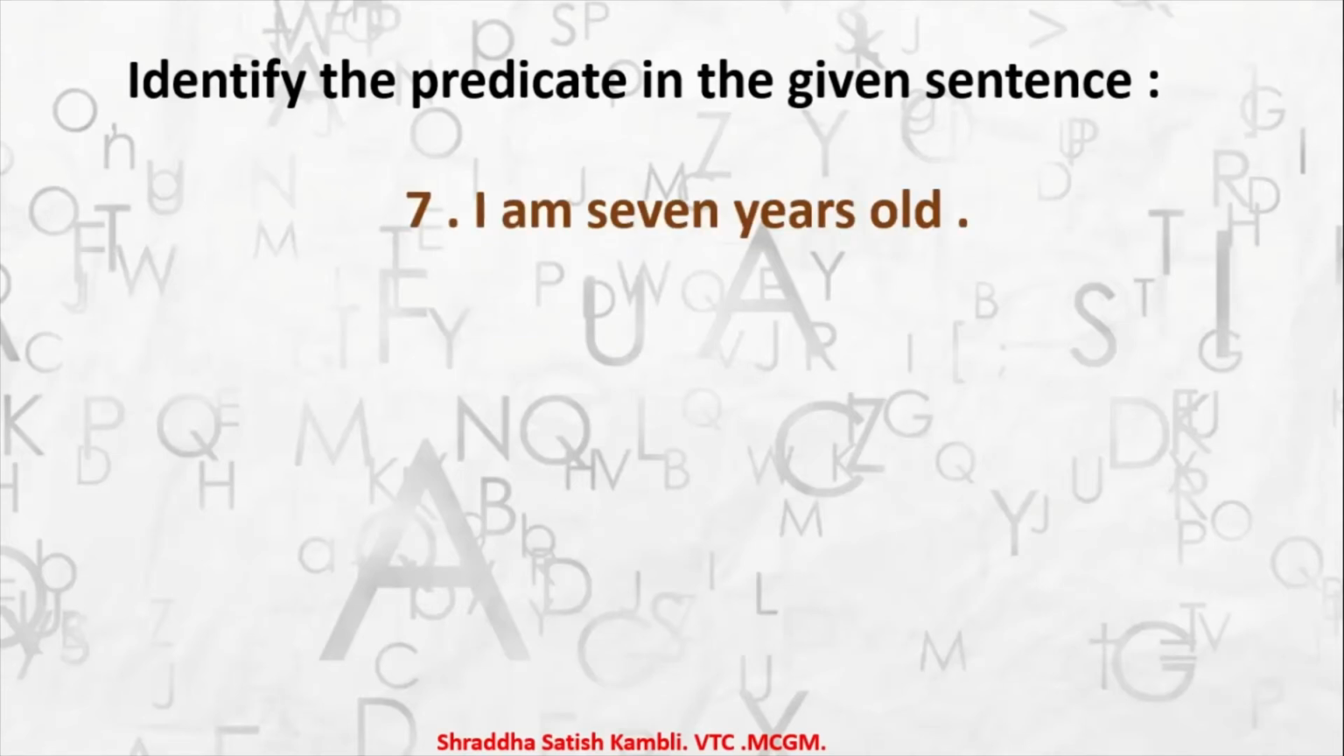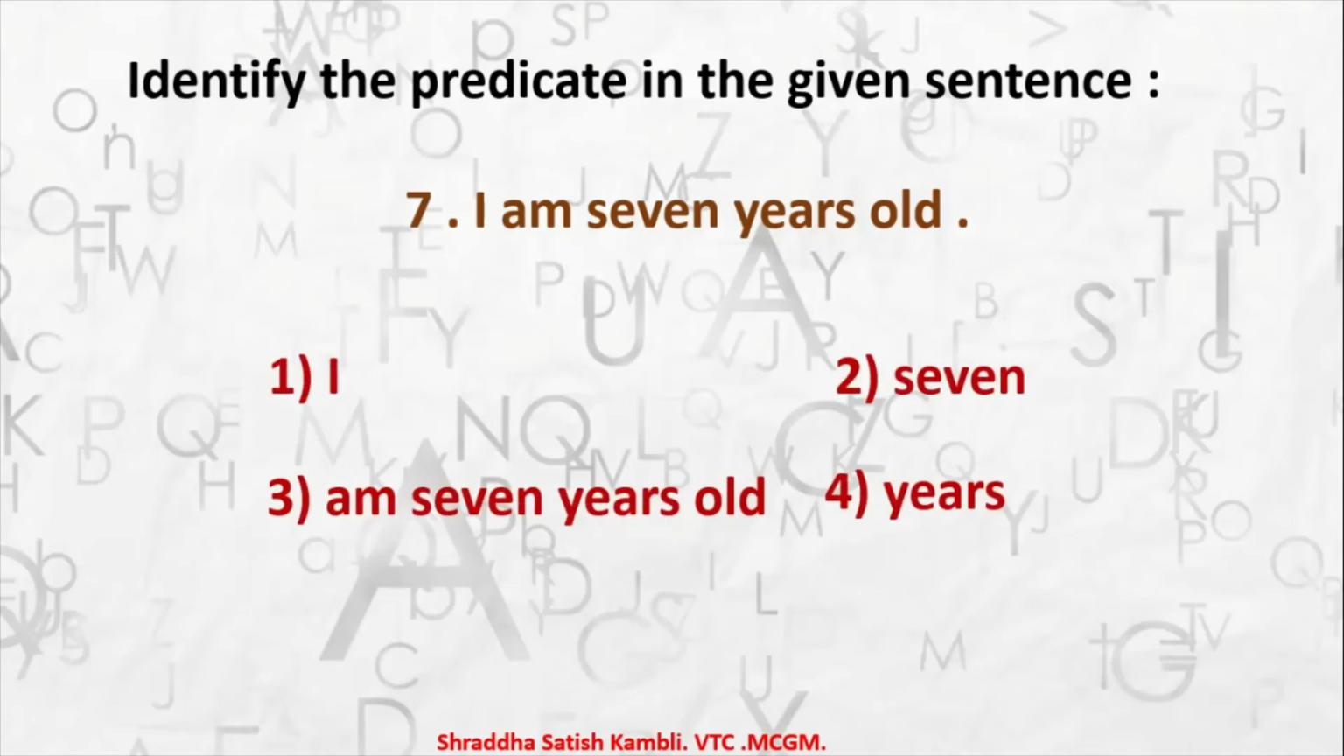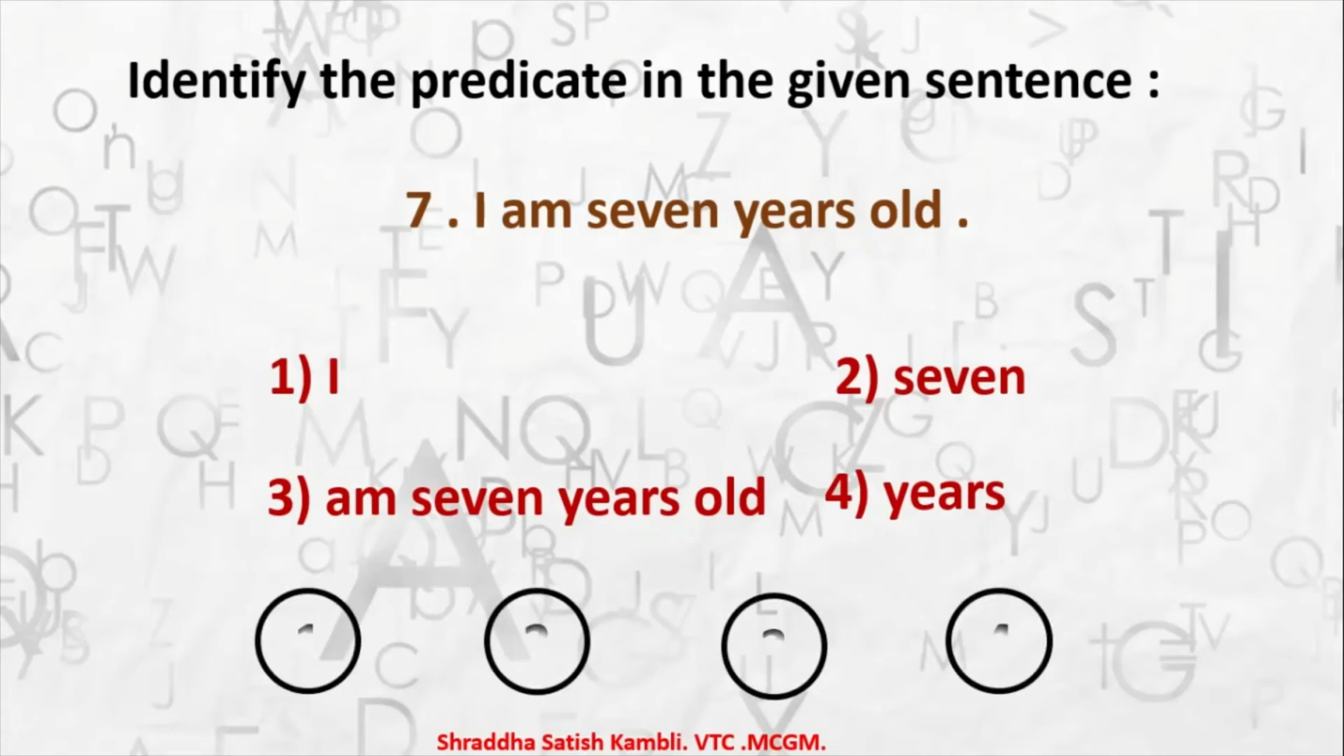I am 7 years old. So what is the predicate? Is it I? Is it 7? Is it am 7 years old? Or is it only the word years? Which is it? It is the third one, am 7 years old. Who is 7 years old? I. So I is answering the who, and the remaining part of the sentence is the predicate.